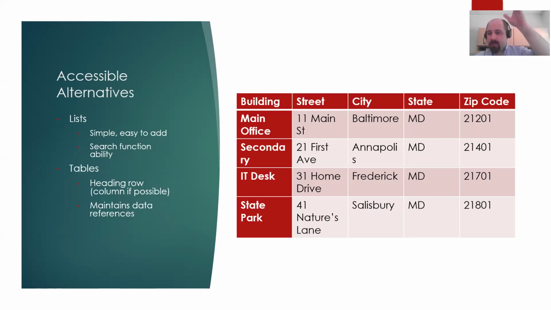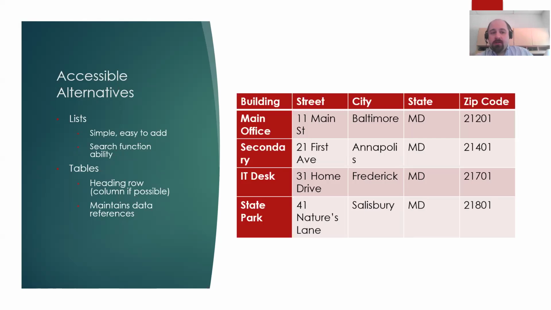So I don't have to go back up to the top to make sure I'm in the right column. I don't have to go to the left to make sure I'm in the right row. It does that for me. Saves a lot of time and effort. This is a very good way for information to be presented to users in an accessible manner.